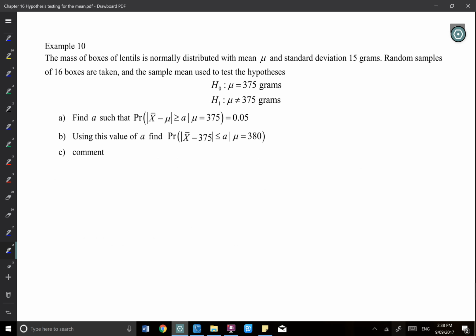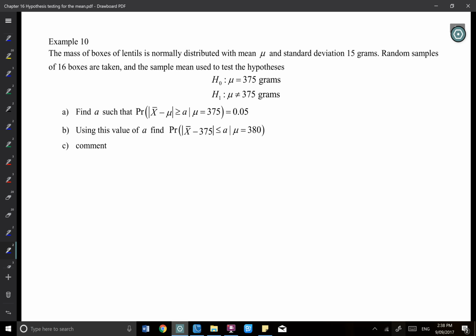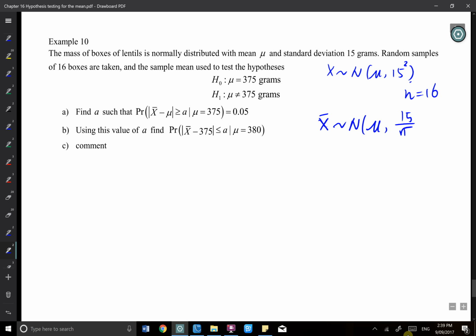Okay, look at example 10 then. The mass of boxes of lentils is normally distributed with mean mu and standard deviation 15 grams. Whatever mu is, the standard deviation is 15. A random sample of 16. So X bar will be normally distributed with standard deviation 15 over the square root of 16.